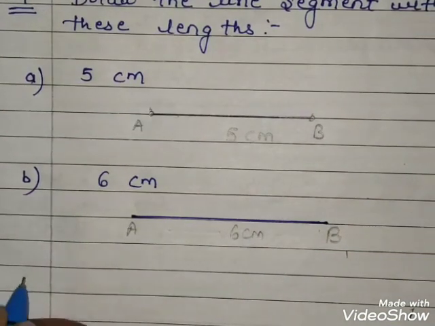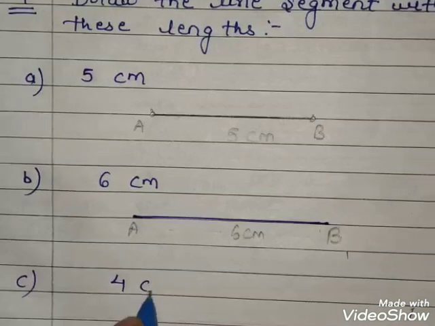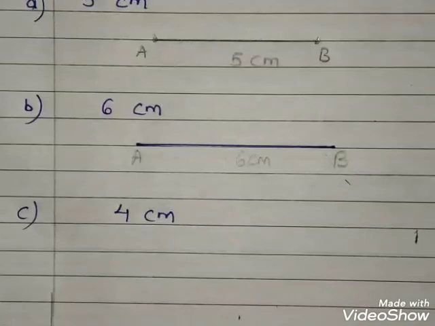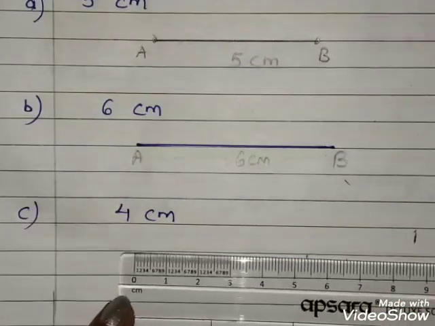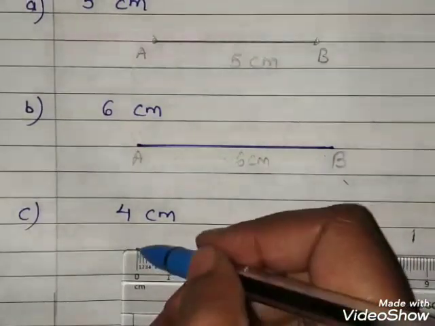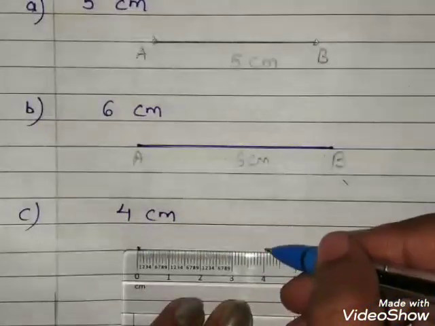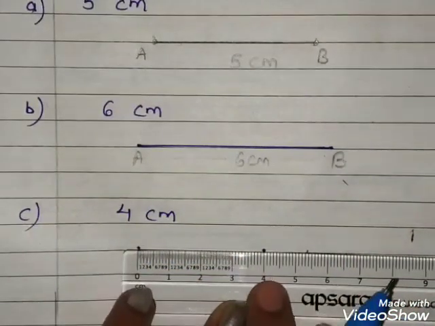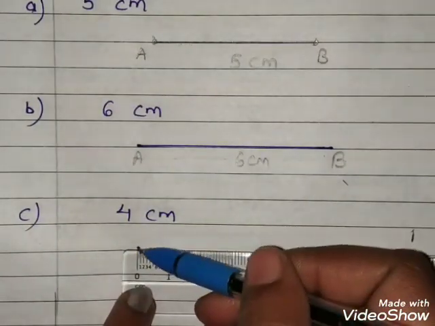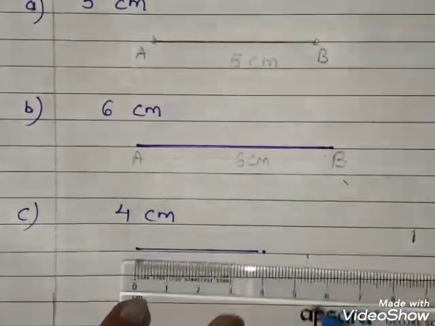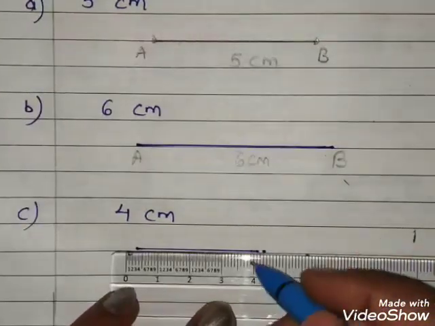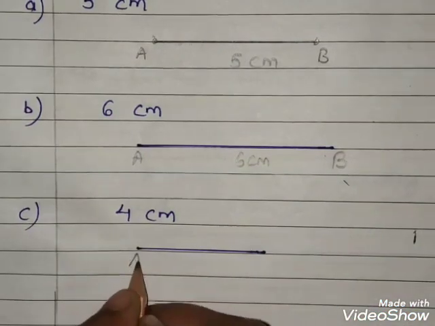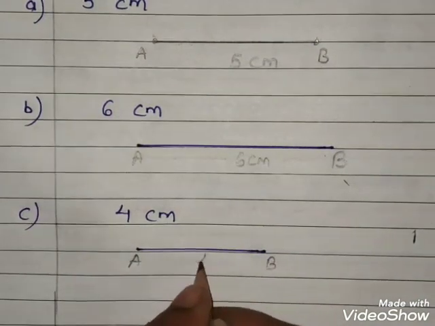Then again we have the next question, that is 4 centimeters. So we need to make one more line which is of 4 centimeters. Here again I need to start from 0 and I will move up to 4. I have put 2 points, one on 0, another on 4, and then I will join both the points. In this way I have got the line segment of length 4 centimeters.